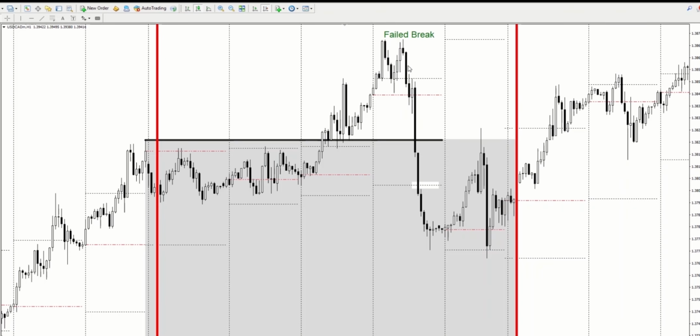I told you, once we get a failed break, we want to continue in the direction of the newly established trend. And what do we need? If we are going to be selling, we need to sell high. This one was an A+ setup. Why? Because it pulled back all the way to the top.